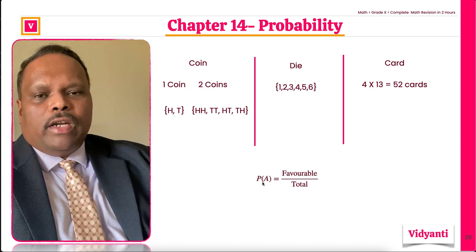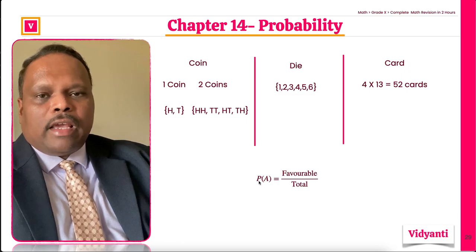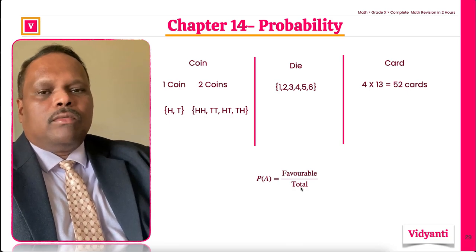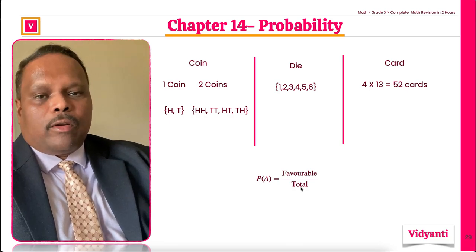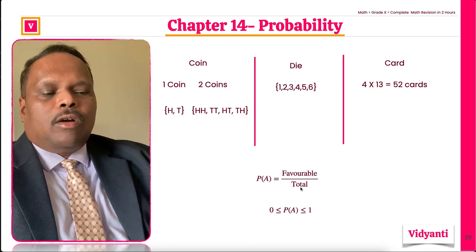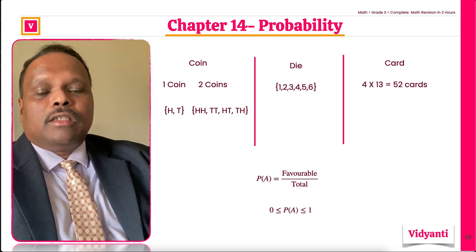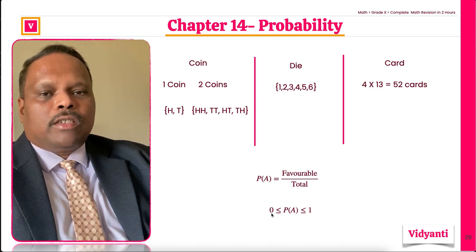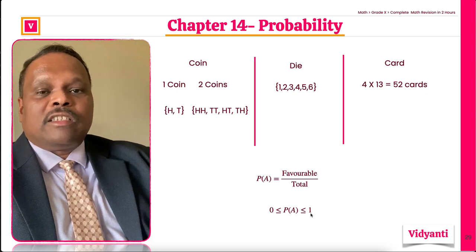Now, probability of any event is favorable upon total. How many ways that thing can happen, as opposed to how many ways altogether that thing can happen, whether it is favorable or not. So that is the basic formula of probability. Probability always lies between 0 and 1. Extreme values are included. If the probability is 0, that is called an impossible event. If the probability is 1, that is called a sure event, definite event, or certain event.